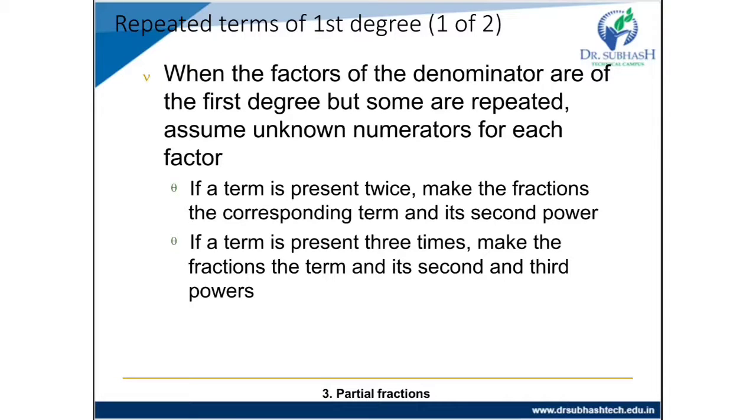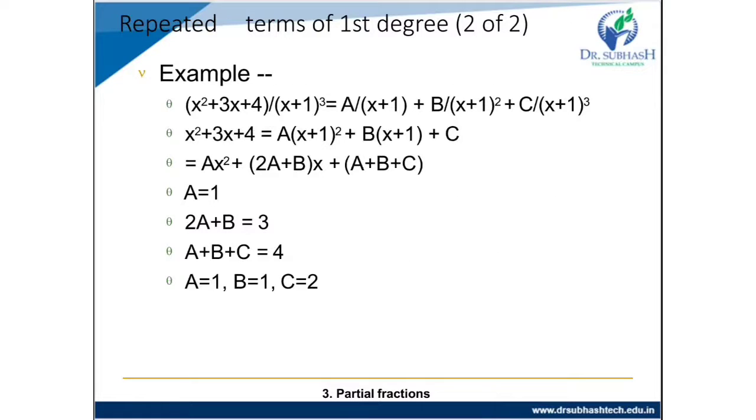But when the factors of the denominator are of the first degree but some are repeated, assume an unknown numerator for each factor. If a term is present twice, our method will change a little bit. Make the fraction with the corresponding term and its second power. If a term is present 3 times, make the fraction with the term and its second and third power. So let's take one example.